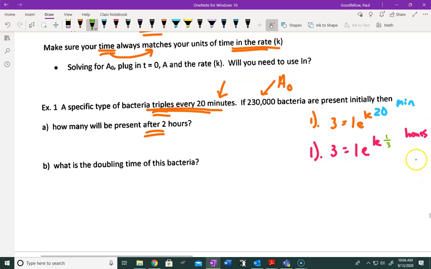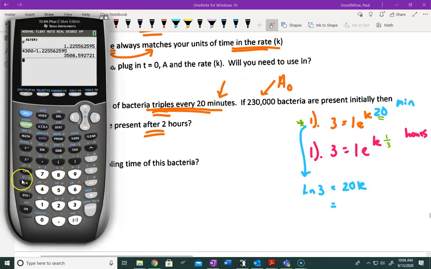Now, I'm going to stick with the value of minutes just to keep it straightforward. So if we do a minute concept on this, I would end up with the ln of 3 would equal 20k. Let's see what our calculator says about that value. ln of 3 divided by 20 would give me a k value of 0.0549. Okay, now I'm going to store that as alpha k, and that can be used a little bit later.